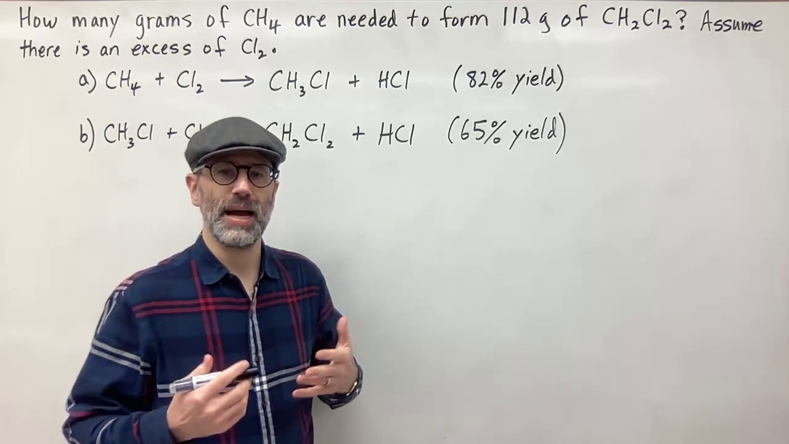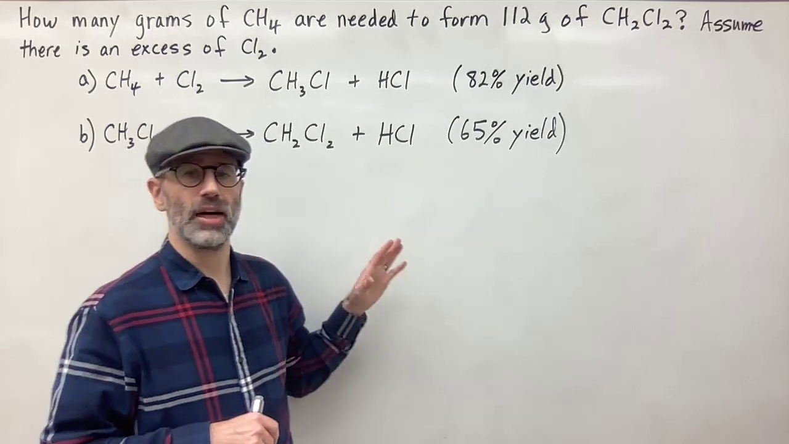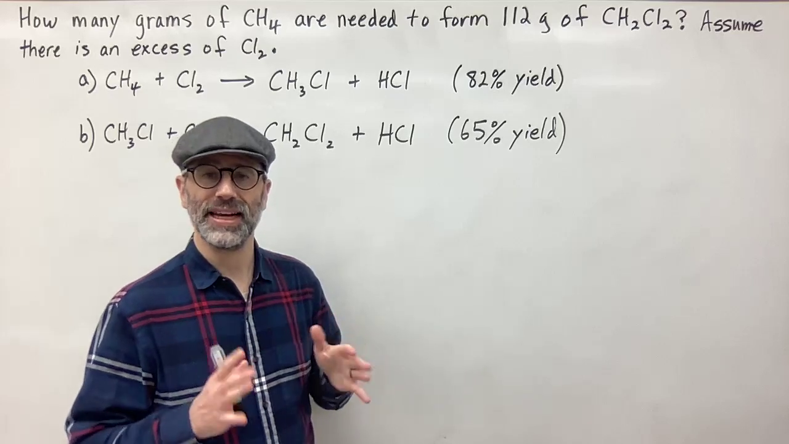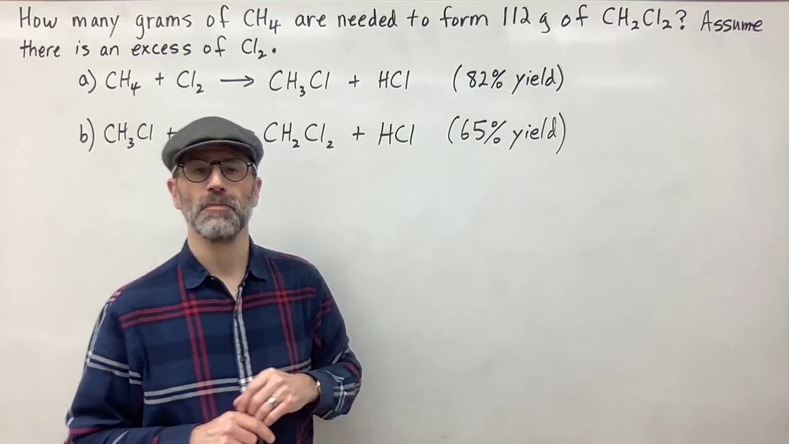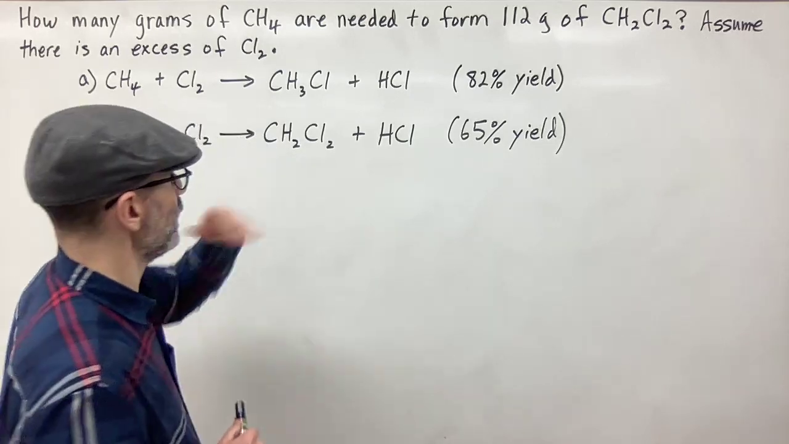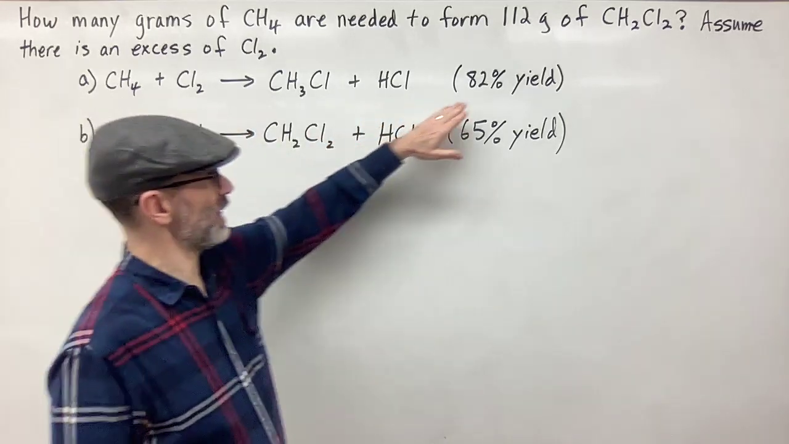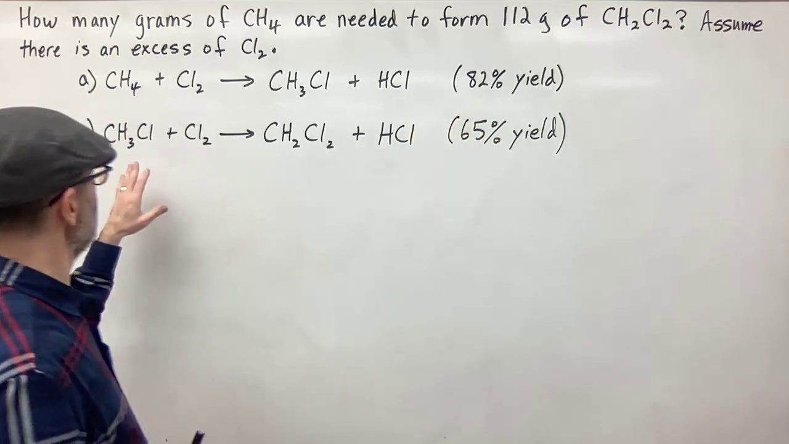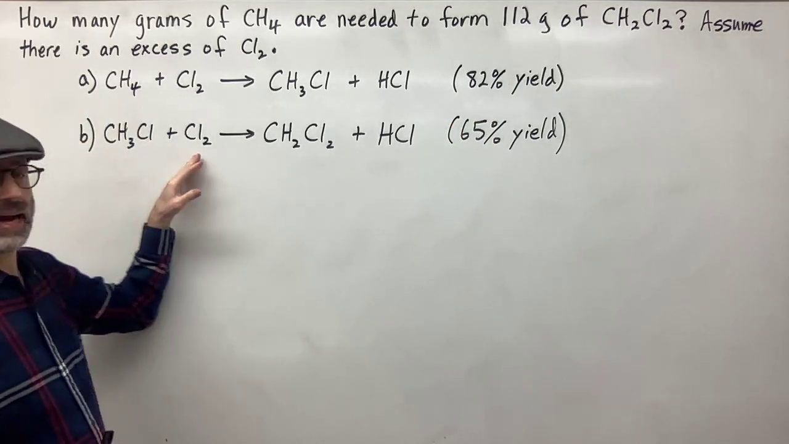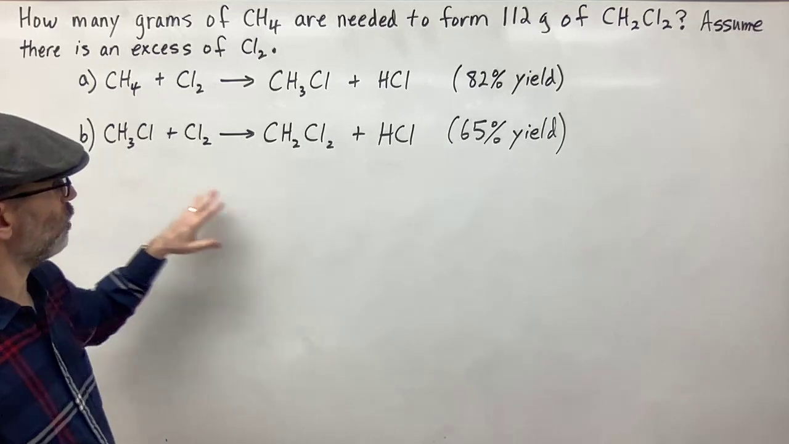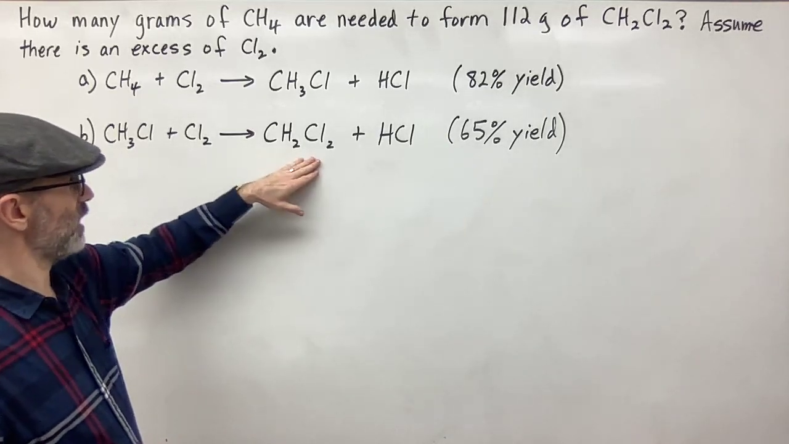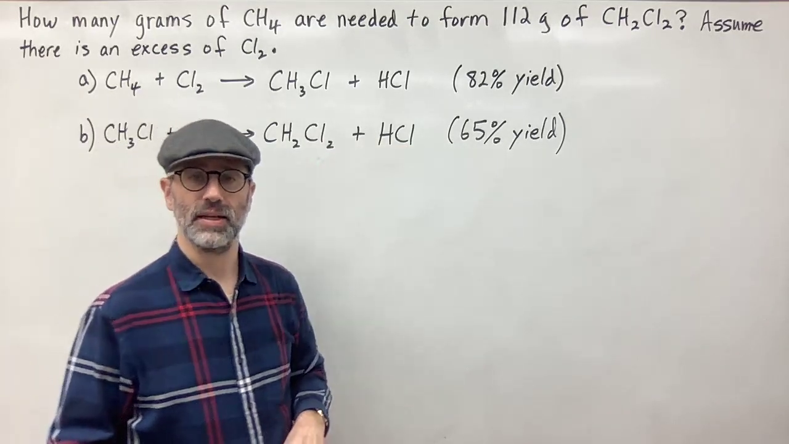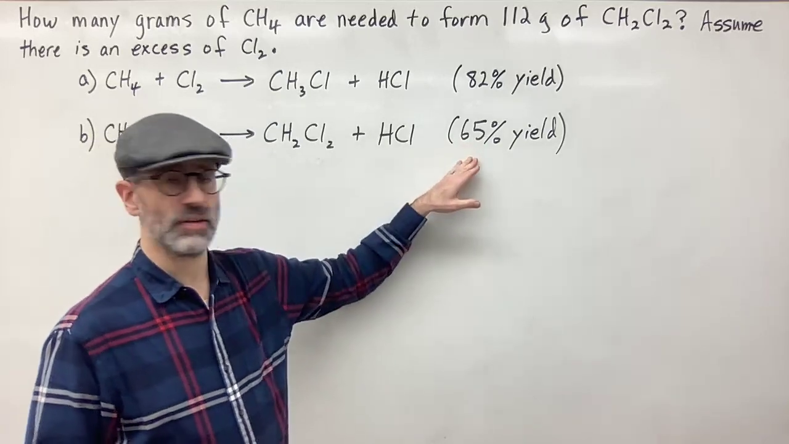Okay, so what does that mean? It means that we lost 18% somewhere along the way. For whatever reason, we didn't get that 18%. We lost 18% somehow. So here, this reaction will only give us 82% of the theoretical yield that we should get. And then here we have the chloromethane reacting with chlorine again to form the CH2Cl2 and the HCl. And this reaction is only 65% efficient, or it only gives us a yield of 65%.